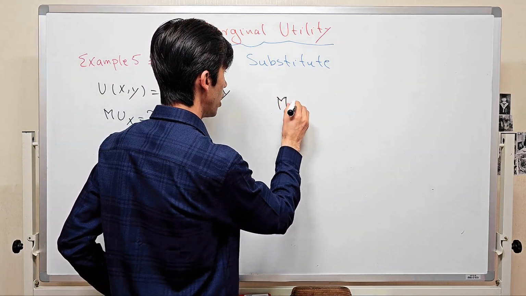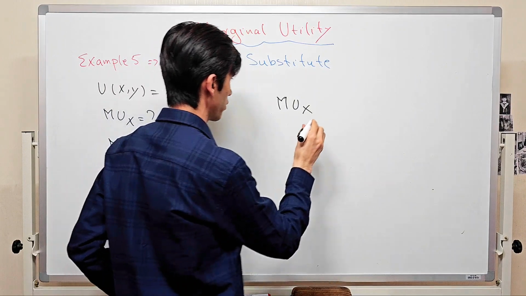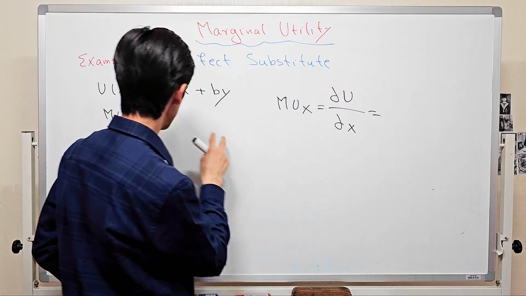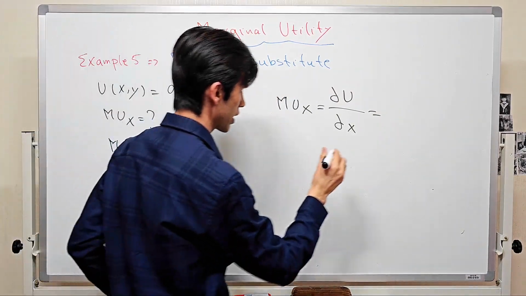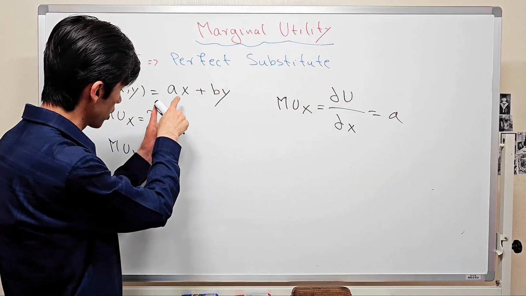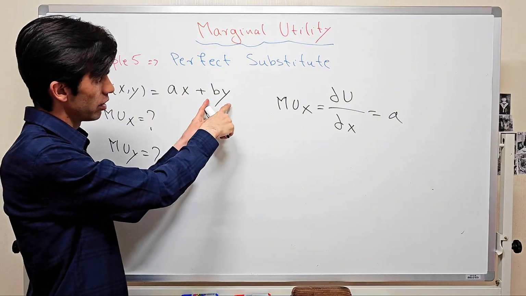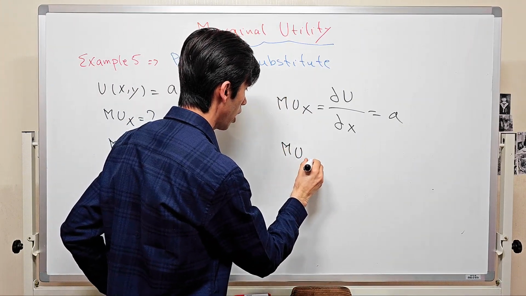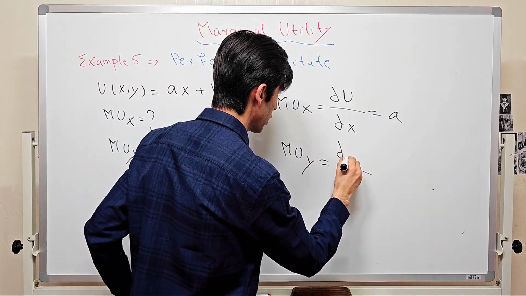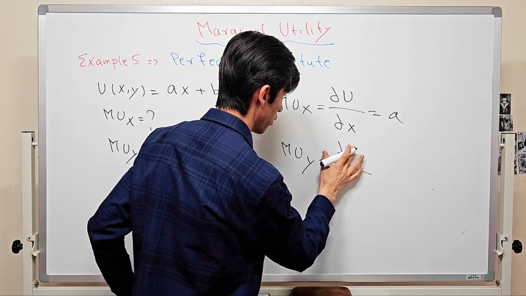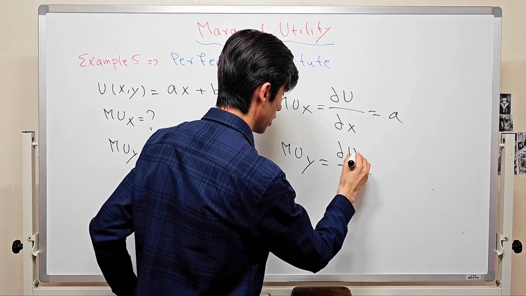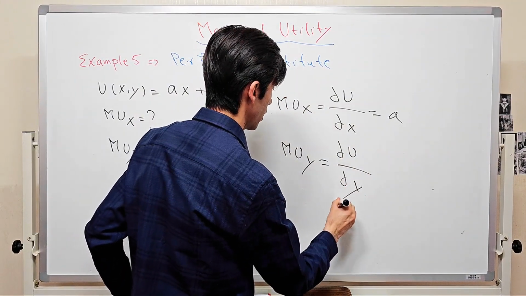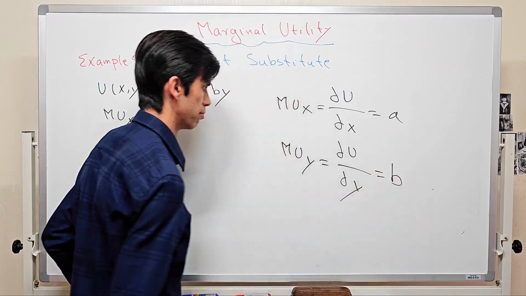The marginal utility of x is the partial derivative of utility with respect to x. The partial derivative of this function with respect to x is just a, because the derivative of ax is a. Here we don't have any x in the by term. And the marginal utility of y is the partial derivative of utility with respect to y, and it's equal to b.